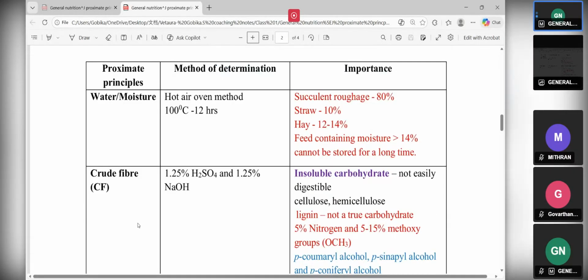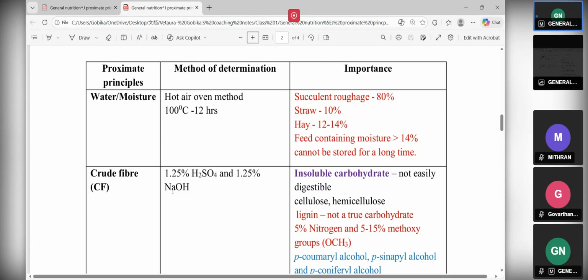Then coming to crude fiber, it is estimated using 1.25% H2SO4 and 1.25% NaOH. They will ask what the chemicals used for analysis of crude fiber are. So we should know that percentage and also the compounds. It is H2SO4 and NaOH.